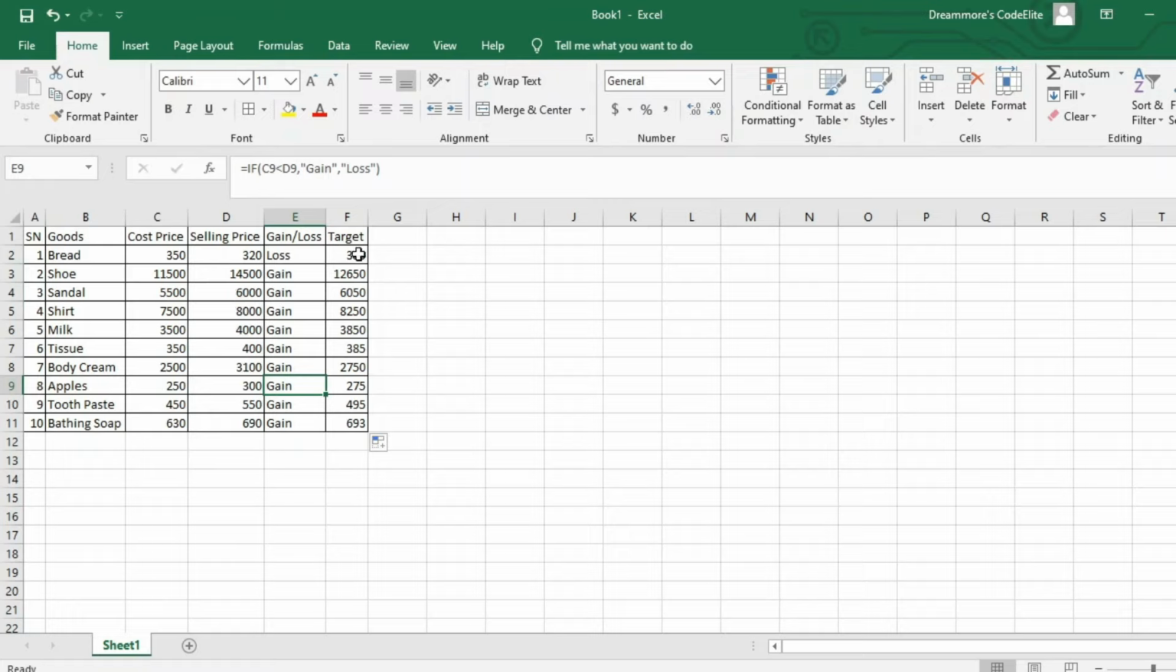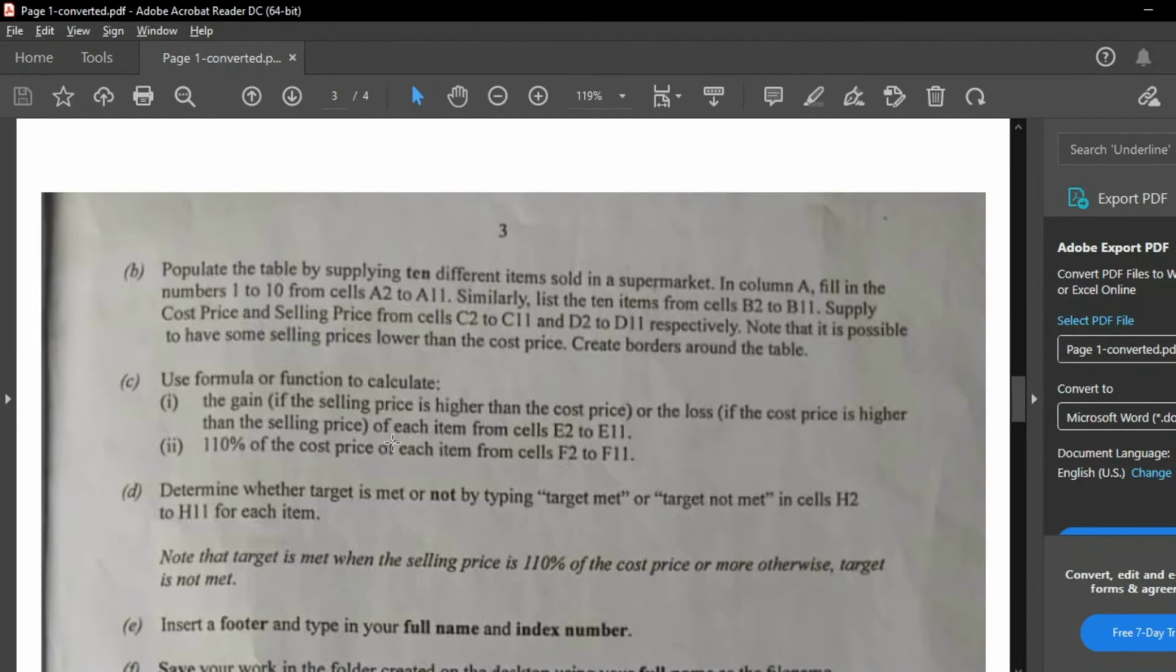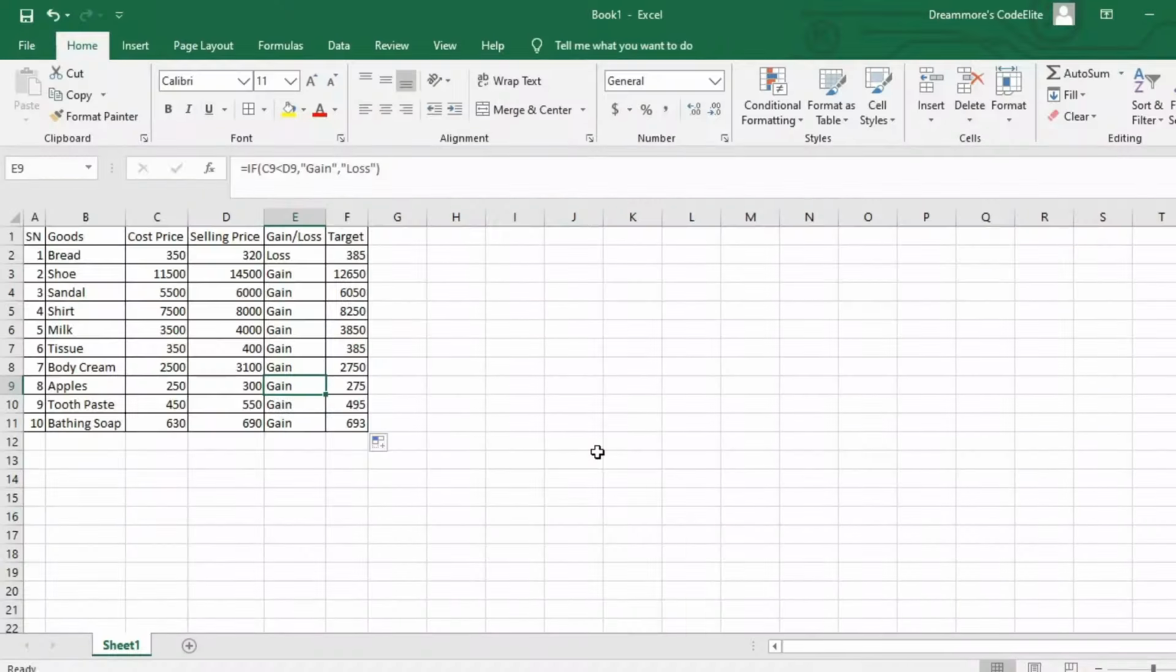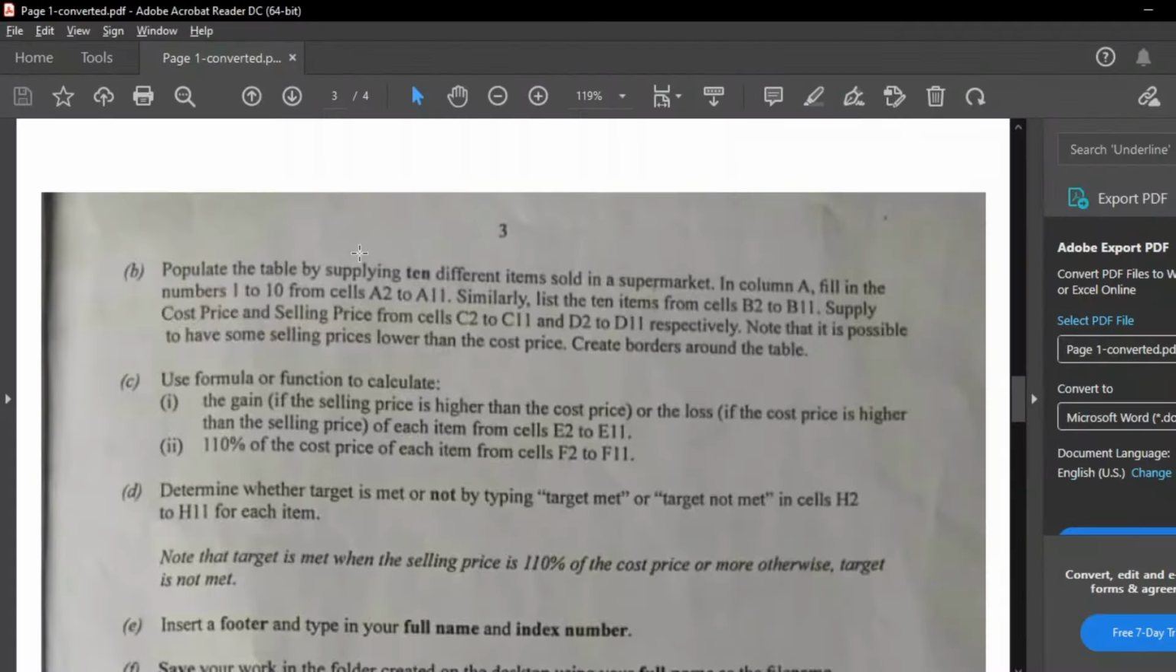Okay, let me quickly switch back to the question. Where are we? 110% of the cost price. So we have actually achieved this. Now the same thing happens here, the same thing happens here. C2, C3. You see, it keeps changing and multiplying to give you the corresponding values.